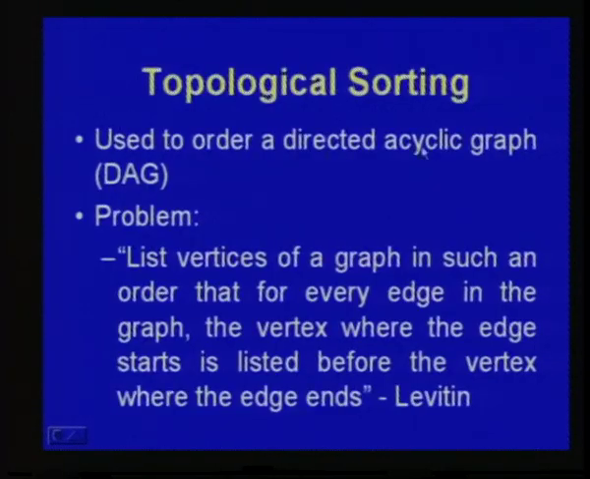Now, we had looked at 3 major categories, that is the comparison type of algorithms, the counting type of algorithms, and the external sorting type of algorithms. So, the topological sorting is a typical external type of algorithm. It is used to order a directed acyclic graph, DAG. The problem is to list the vertices of a graph in such an order that for every edge in the graph, the vertex where the edge starts is listed before the vertex where the edge ends. So, that is the topological sorting problem.